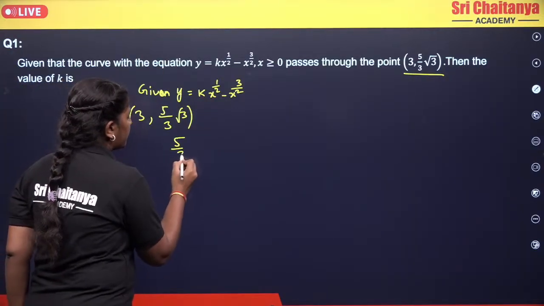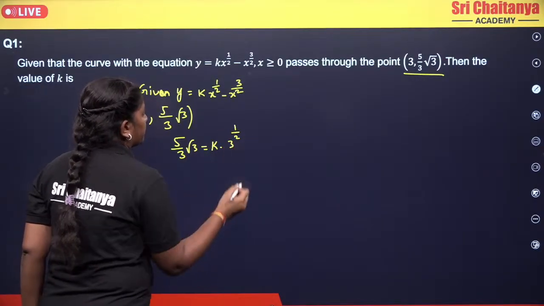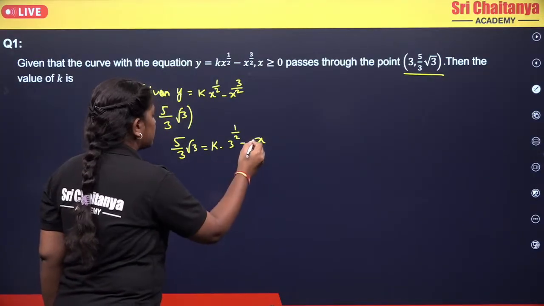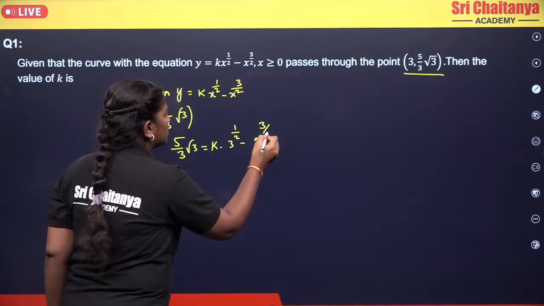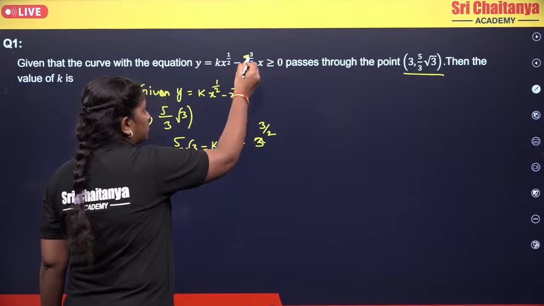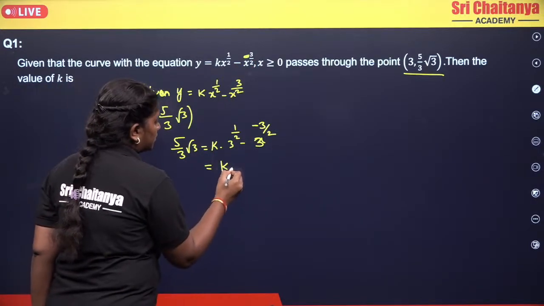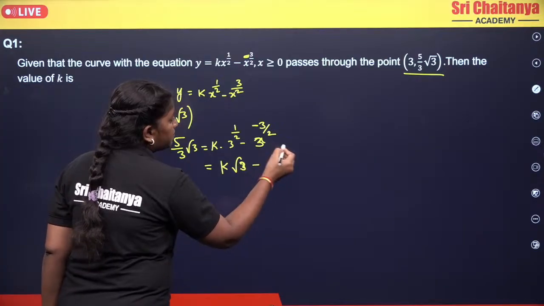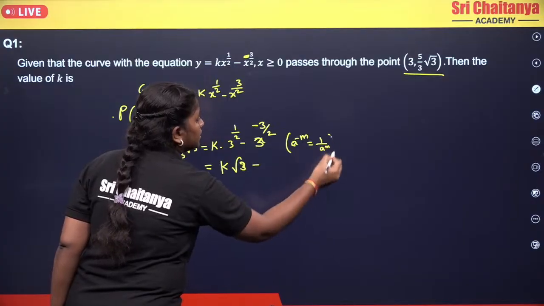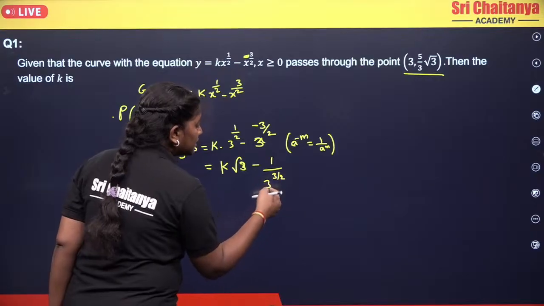So here it will become 5 by 3 root 3 equals k into 3 to the power 1 by 2 minus x to the power 3 by 2. X value is 3, so that becomes 3 to the power 3 by 2. Coming to here, it is minus 3 by 2, not plus. So it will become k root 3 minus, and since a to the power minus m can be written as 1 by a to the power m, here it will become 1 by 3 to the power 3 by 2.